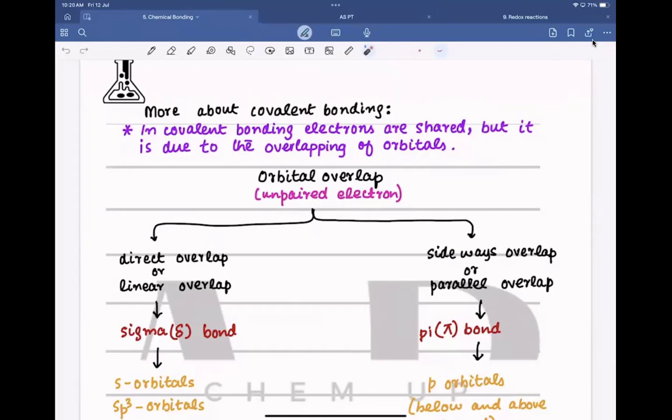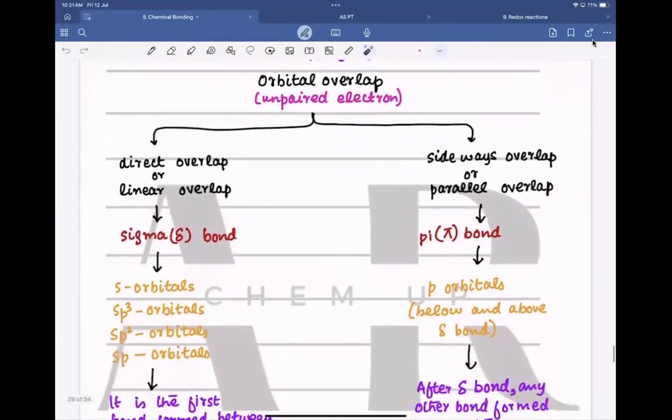Yes, sir. Okay, so there are two types of overlapping. One is called direct overlapping or linear overlapping, and the other one is called sideways overlapping or parallel overlapping. So whenever a direct or linear overlapping occurs, it leads to the formation of a covalent bond. That specific covalent bond is called a sigma bond. And this one is considered a pi bond, the one which is formed by the sideways or the parallel overlapping. Is this understandable? Yes, sir.